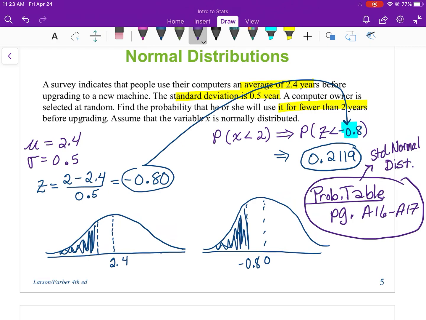Okay, so I would have looked up negative 0.8 and then ran all the way to the right where it's 0.00, and then you'll see the 0.2119. This right here is your final answer for this problem.